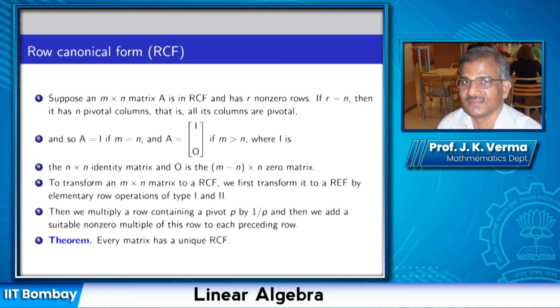Now one can prove the theorem that every matrix has a unique row canonical form. I will not discuss the proof; you can read it from the textbooks. Unlike row echelon form, which we know is not uniquely determined, the row canonical form of a matrix is uniquely determined.